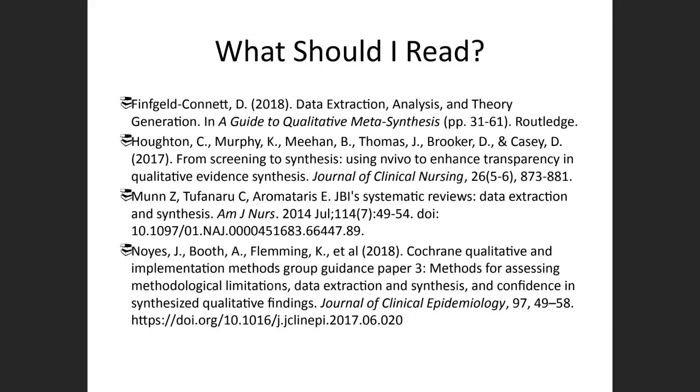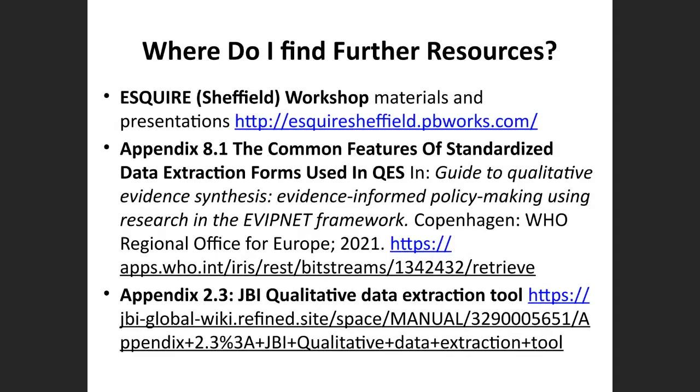In terms of reading, we suggest 4 items. A chapter from the book by Finfgold Connet, which links data extraction with analysis. The Houghton paper, which is on use of NVivo. A Munn paper from the Joanna Briggs Institute on data extraction and synthesis more generally, but with a specific section on qualitative extraction, and the guidance from the Cochrane group on data extraction from the Journal of Clinical Epidemiology.